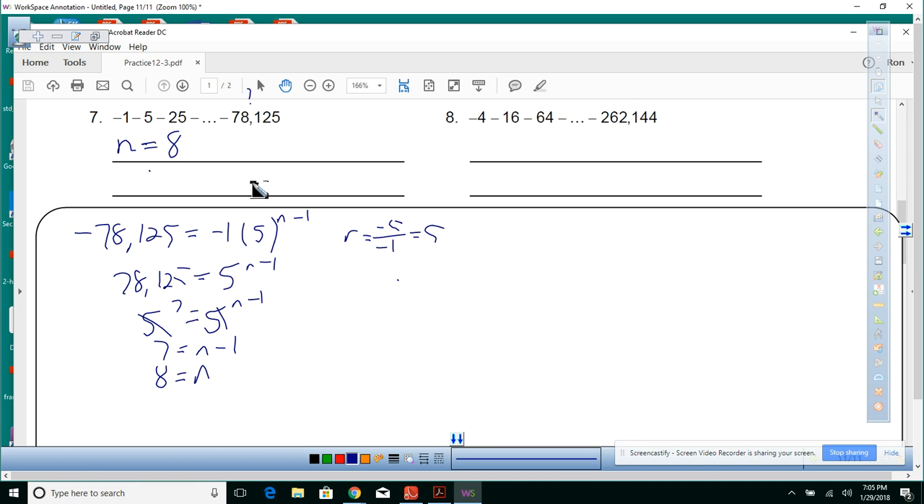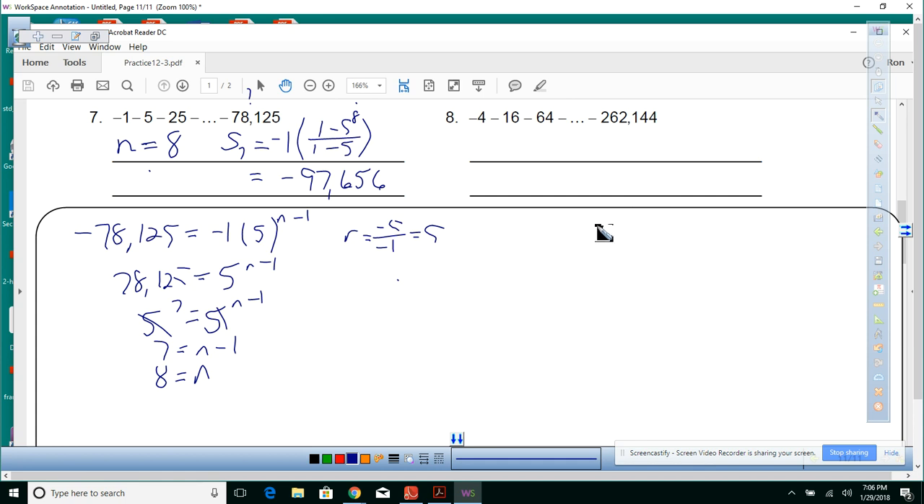So let's see here. S sub 8 equals negative 1 times 1 minus 5 to the 8th power over 1 minus 5. Is that right? That was 8. Where did I get 7 from? 8. All right, and that should equal negative 97,656.